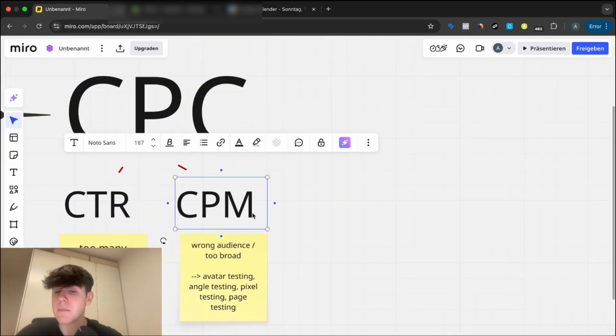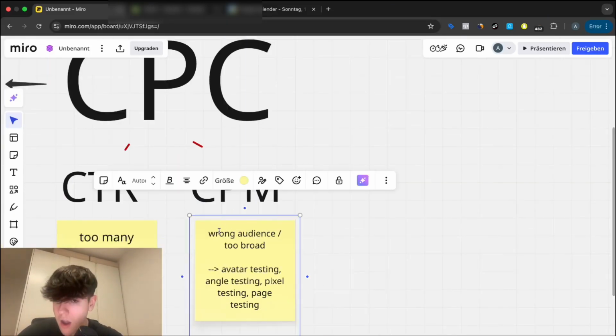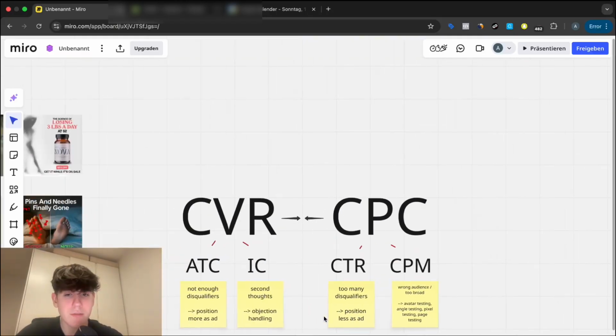And so if it's the CPM, then that just means it's the wrong audience, or it's just too broad, right? We're trying to do something which 100 people before us have already tried or are trying right now. And so what can we do? Well, we can test different avatars, different marketing angles, different pixels, different Facebook pages. All these things will have crazy differences in CPM.